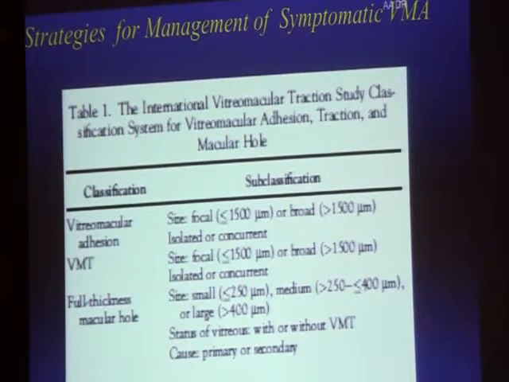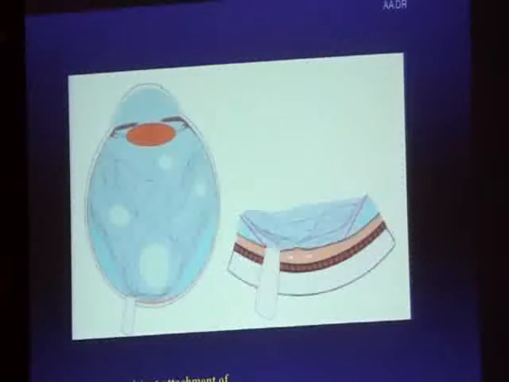This group particularly studied macular holes which were less than 400 microns or more than 400 microns, and again small holes which are less than 250 microns, or medium which are between 250 to 400 microns, and of course the etiology, whether it's a primary or a secondary macular hole. So just carefully look at these pictures.